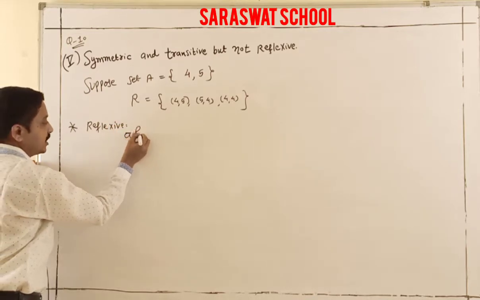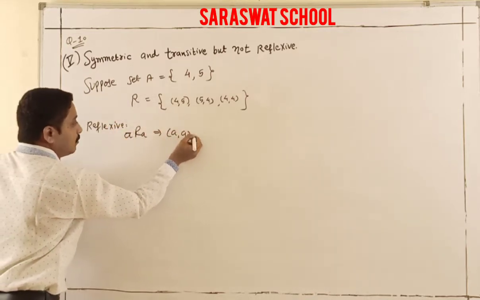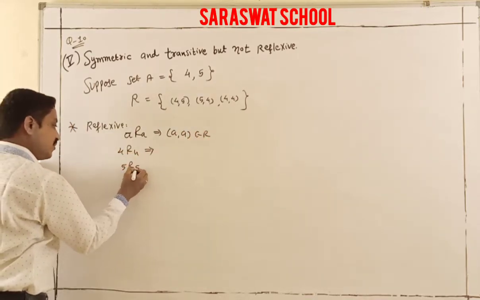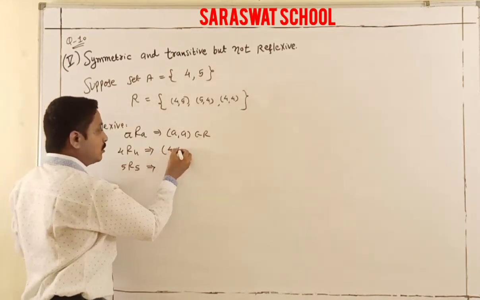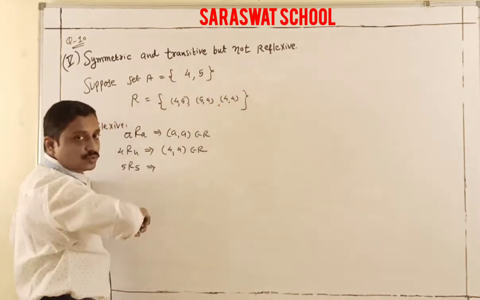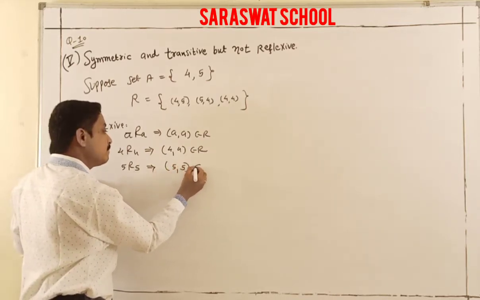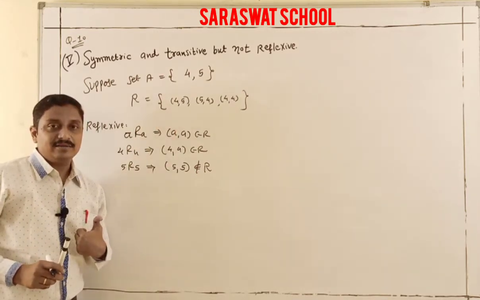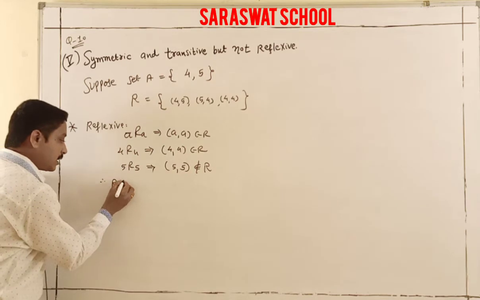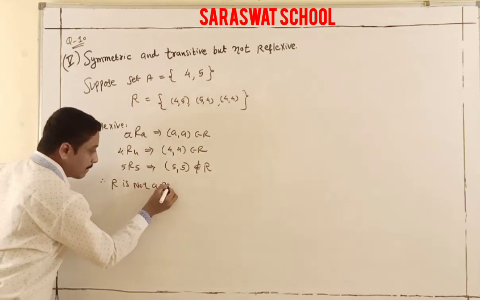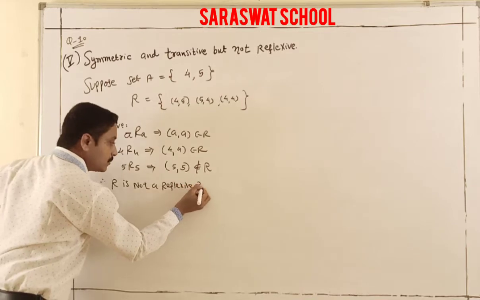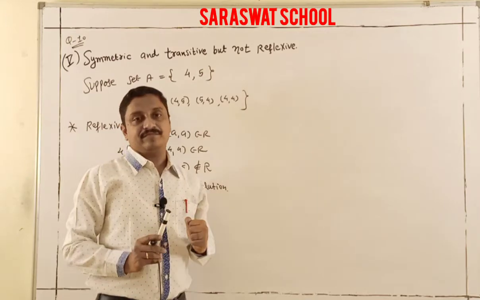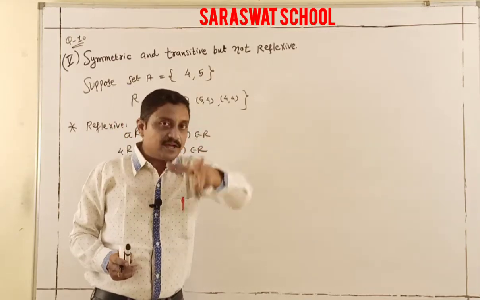If A relation A, what do you get? A belongs to R. Check. 4 relation 4, 5 relation 5. So 4 belongs to R. Yes, it is true. But 5 does not belong to R. It is not available in R. That's why here R is not a reflexive relation. That's why, students, here we do not write down the 5, because I want the not reflexive relation.